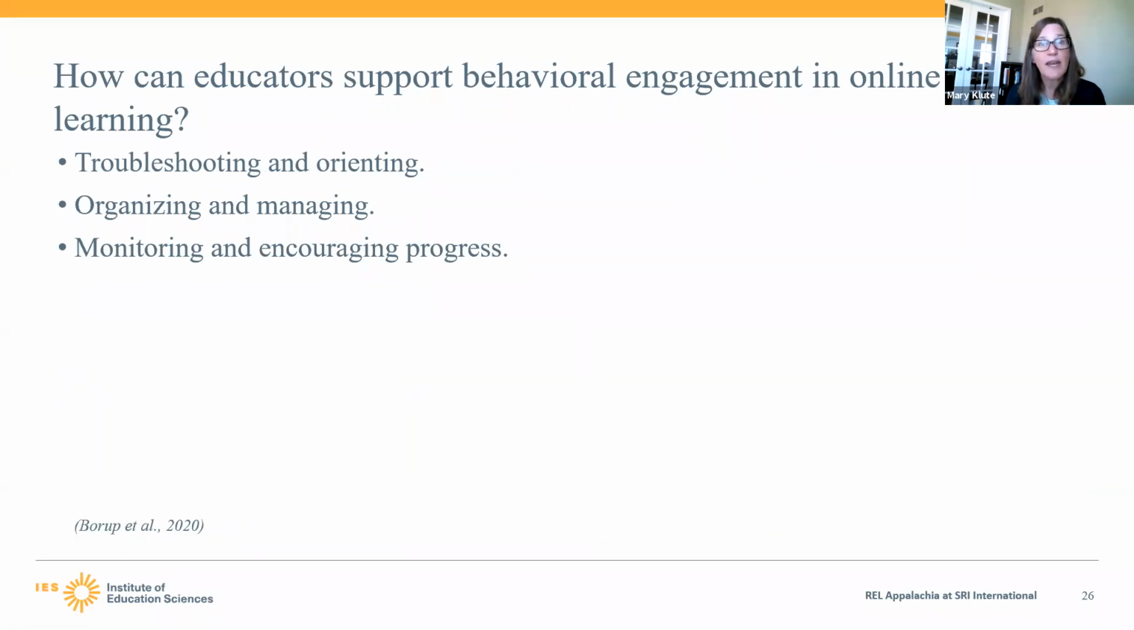Researchers have suggested three categories of strategies to promote behavioral engagement in online learning. The first is troubleshooting and orienting, which refers to ensuring that students and parents are familiar with the technology they'll be using, as well as the expectations and procedures. Organizing and managing refers to supporting students to manage their time and environment. Monitoring and encouraging progress refers to strategies to make sure that students are keeping up with their coursework, especially for asynchronous or self-paced work. Now Jill will share some ideas for what this might look like in practice.